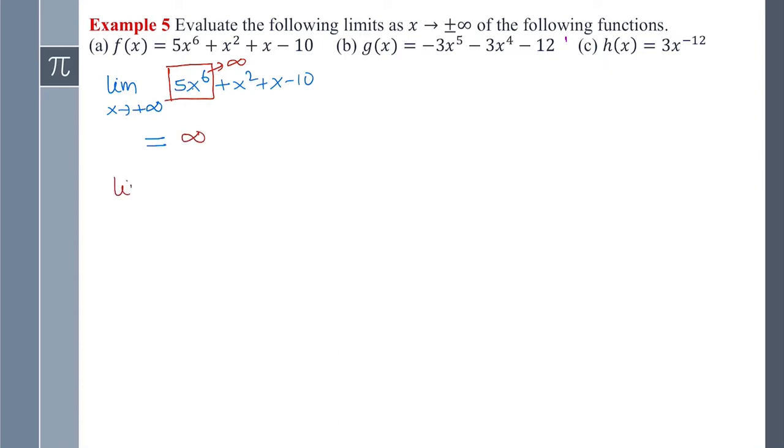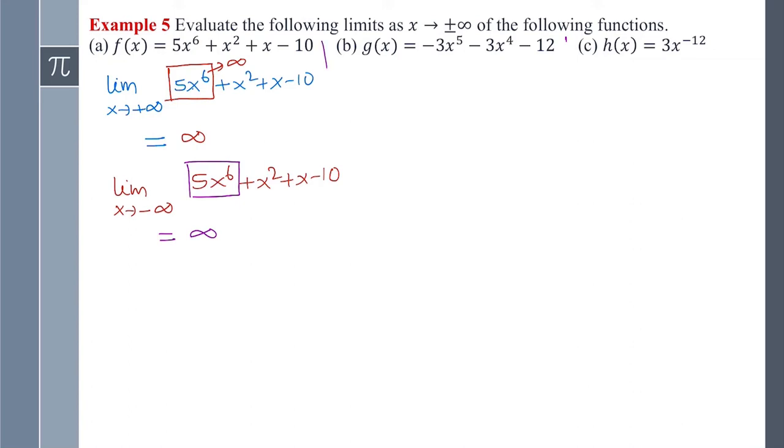Similarly, limit as x approaches negative infinity of 5x to the sixth plus x squared plus x minus 10 equals... For this one, with a similar argument, x is a large negative number and we are raising it to the sixth power. So this is a positive number. So here, that equals infinity.